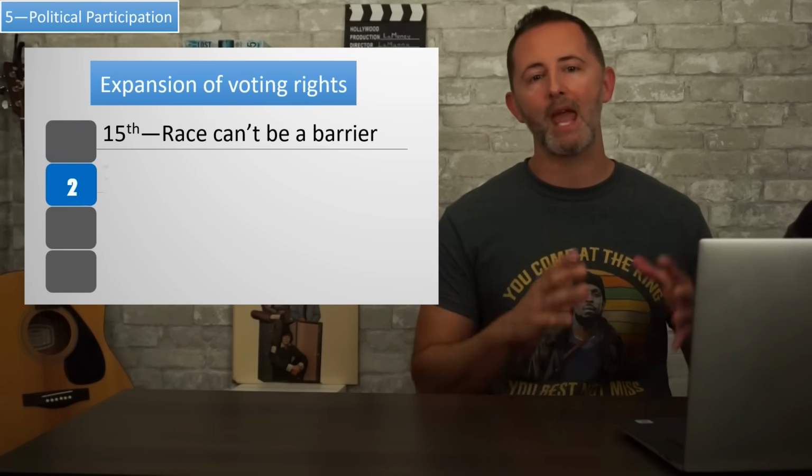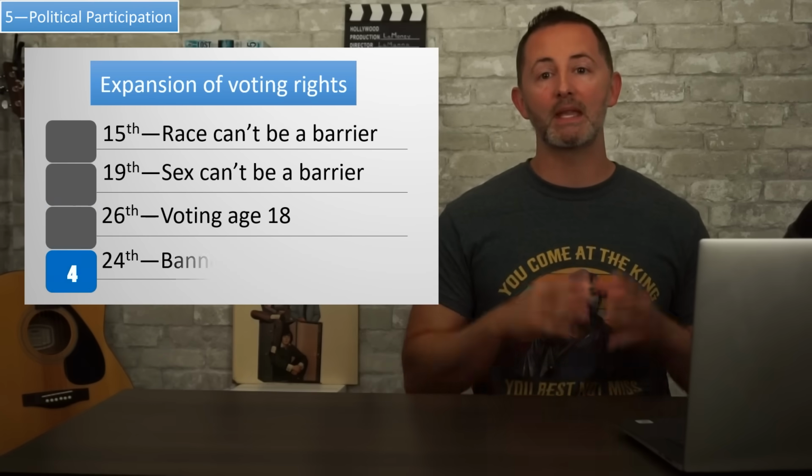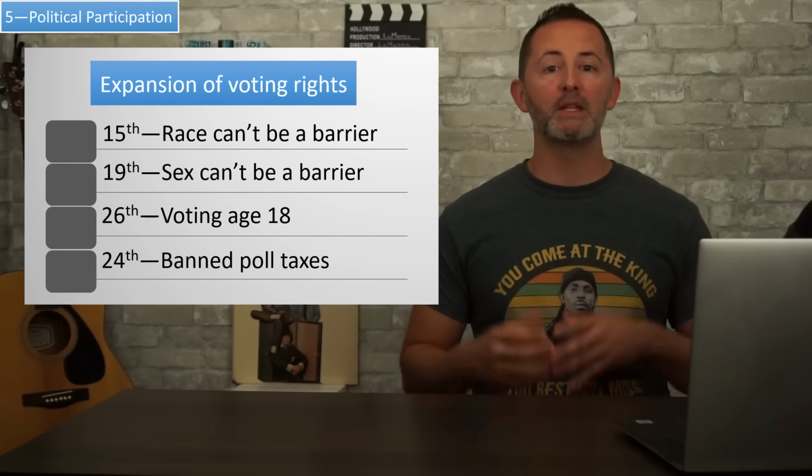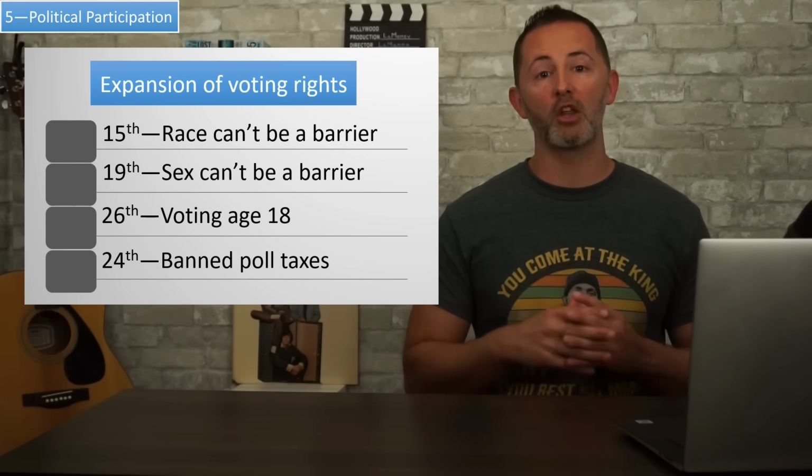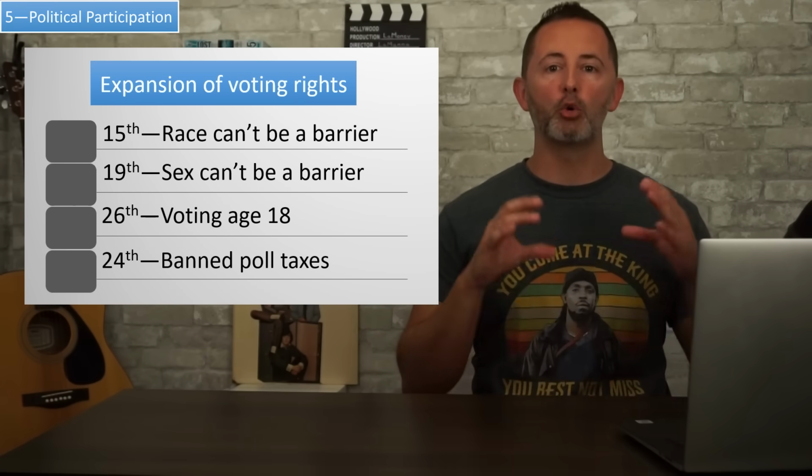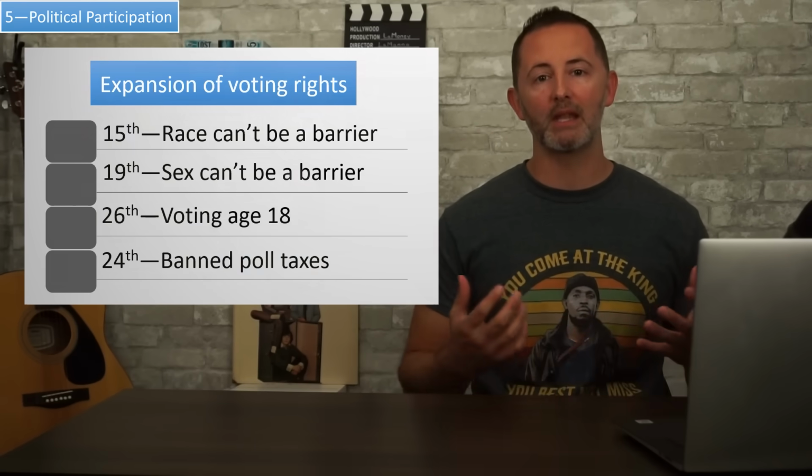To begin with, let's review voting rights real quick. States are in charge of elections, but a series of constitutional amendments have expanded voting rights. The 15th Amendment says that race can't be a barrier to voting. The 19th says that sex isn't a barrier to voting either. The 26th Amendment says that age can't be a barrier for anybody at least 18. And the 24th Amendment banned poll taxes in 1964.